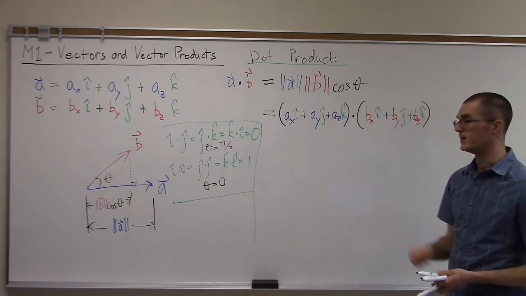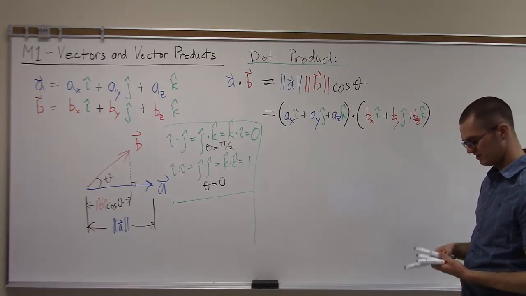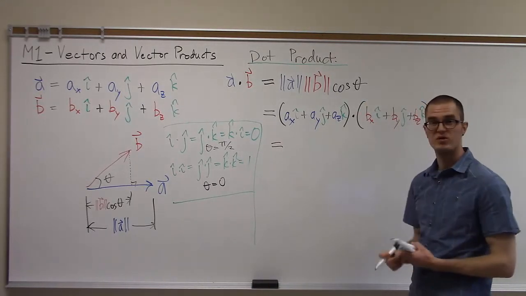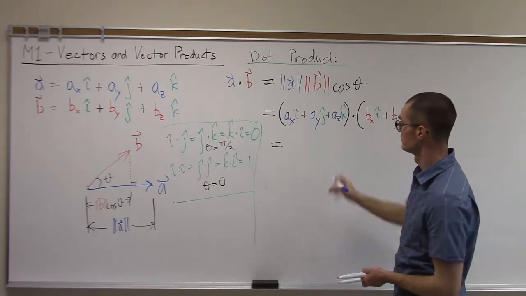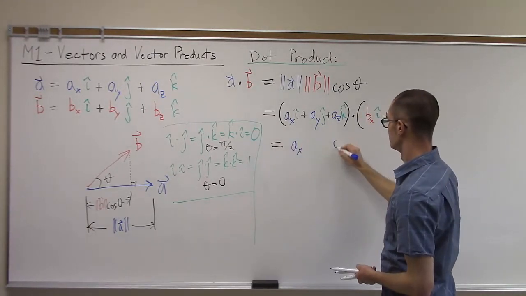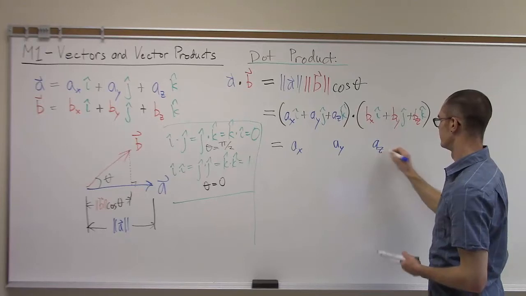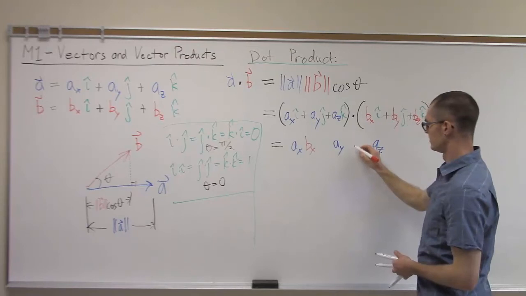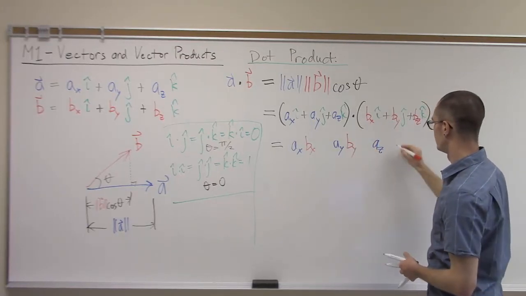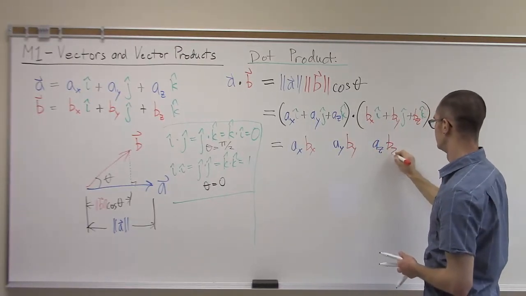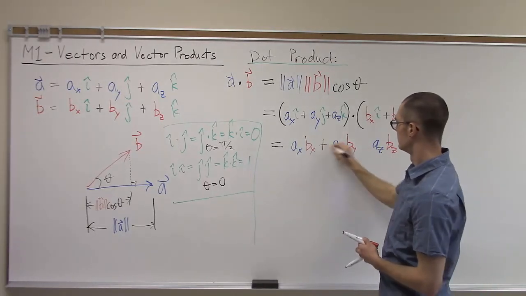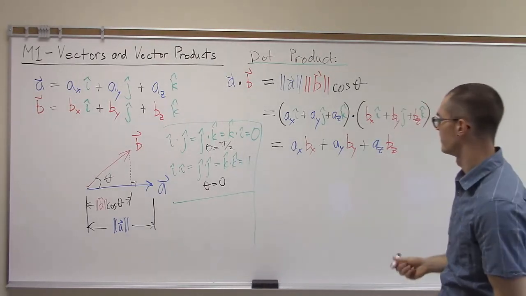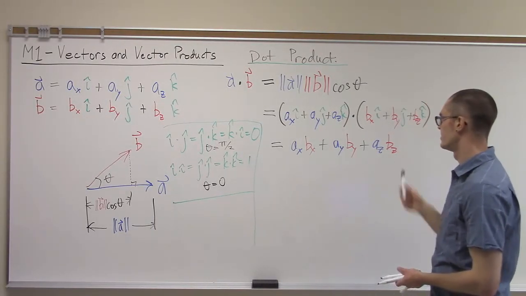Taking that information and putting it together with this multiplication, we can write it out in terms of just the components. If we already know the components of the vectors, we can calculate the dot product as follows. It's going to be AX times BX plus AY times BY plus AZ times BZ. So the result of the dot product between two vectors is just a scalar: AX BX plus AY BY plus AZ BZ.